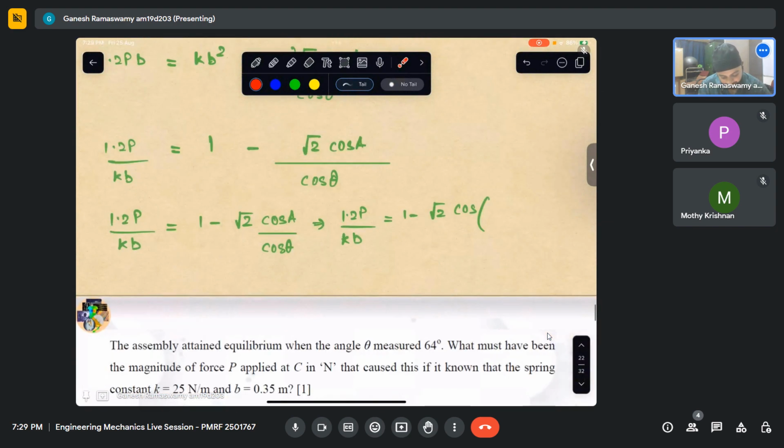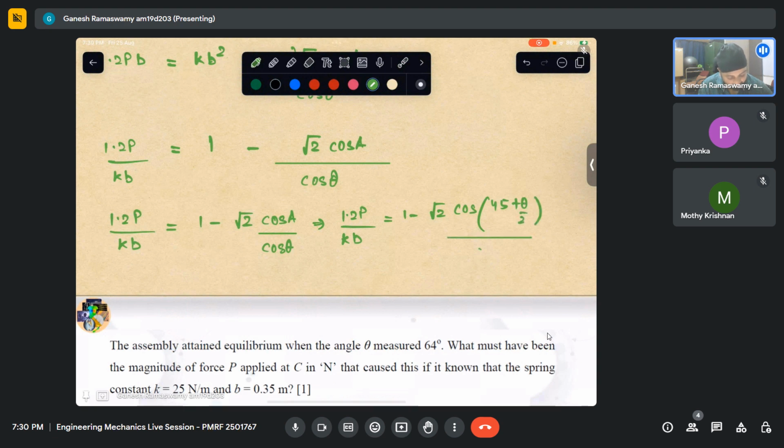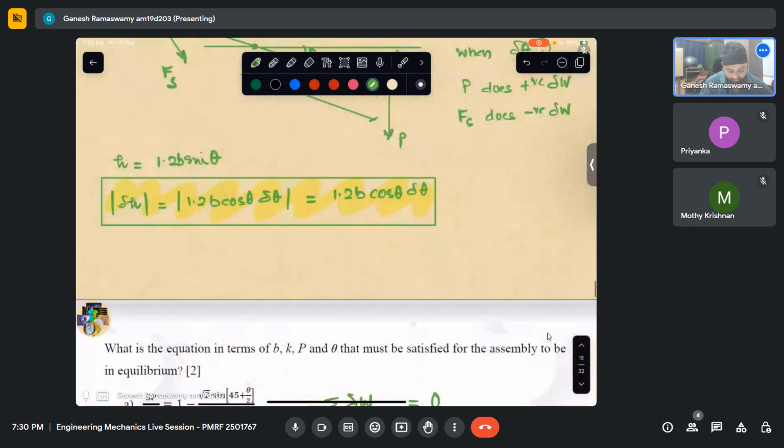45 plus theta by 2, or this by cos theta. So this is my expression. What does this expression give me? This expression gives me the condition to be satisfied for this system to reach equilibrium. Which system? This system.